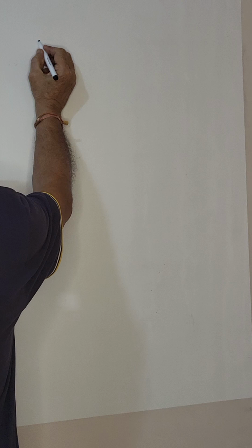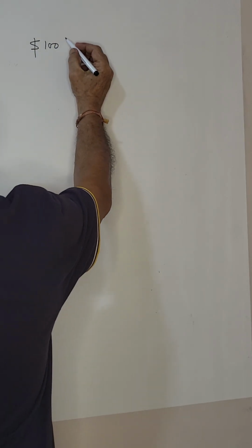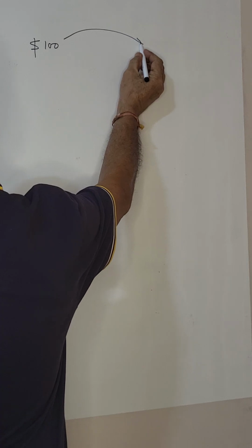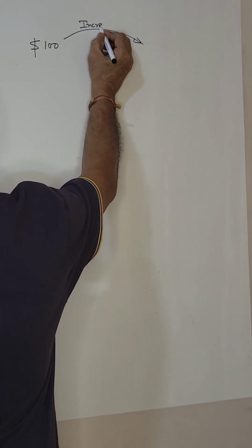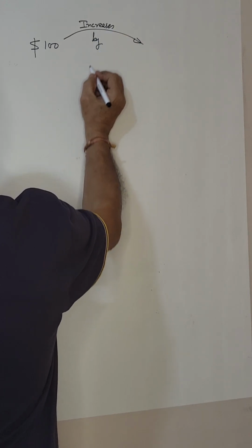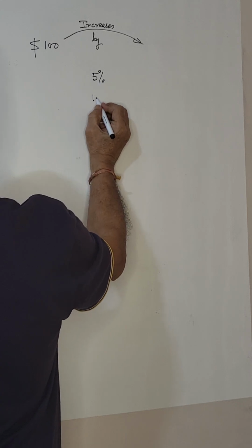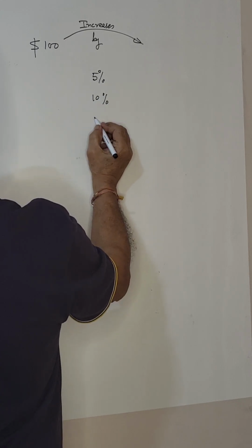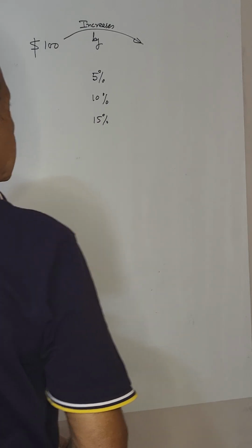Suppose one has $100. What will be the result if it increases by 5%, by 10%, and by 15%? Although I have done it in the previous lecture.